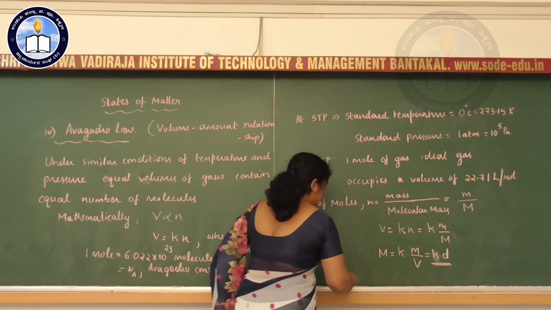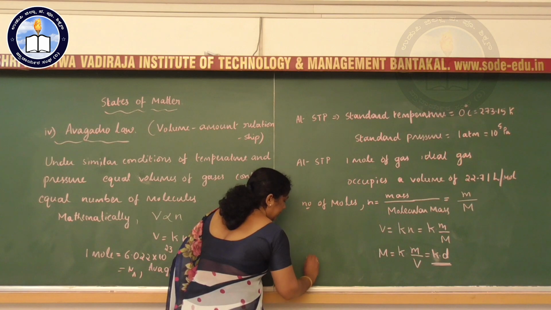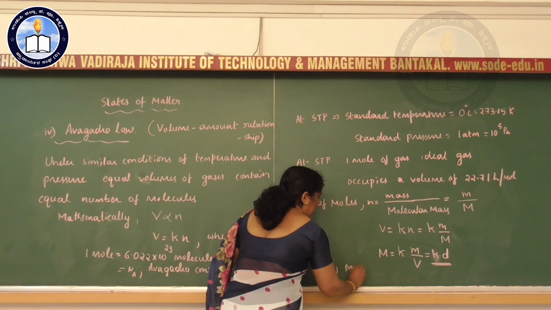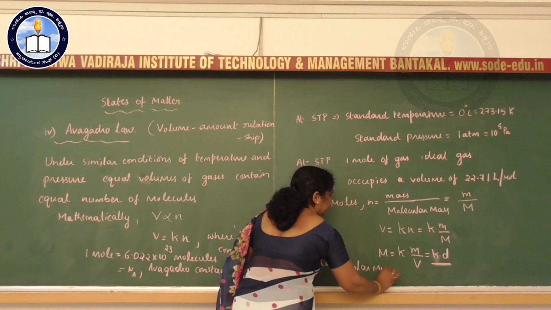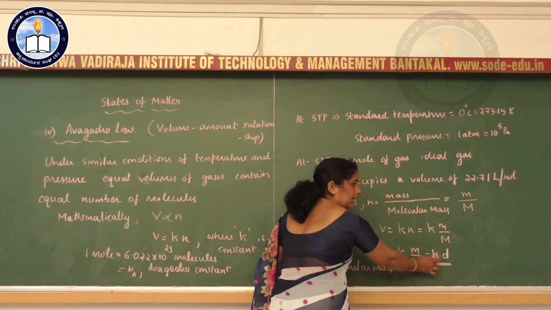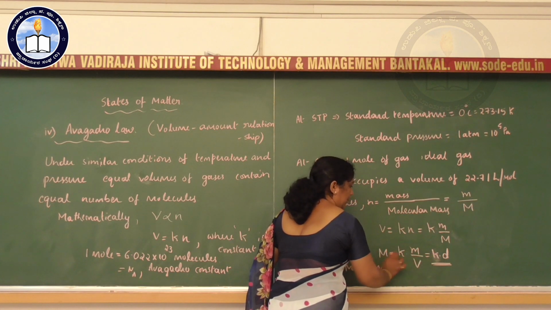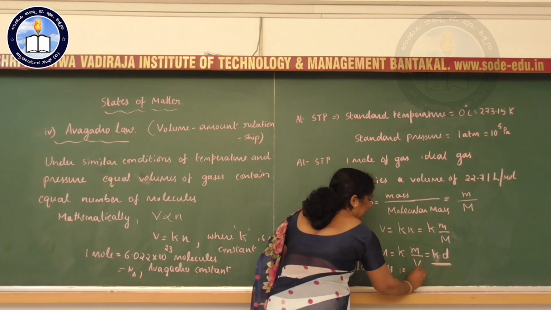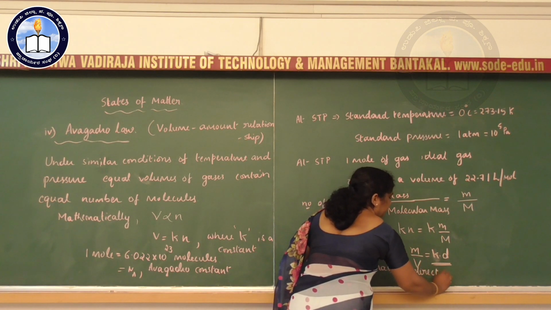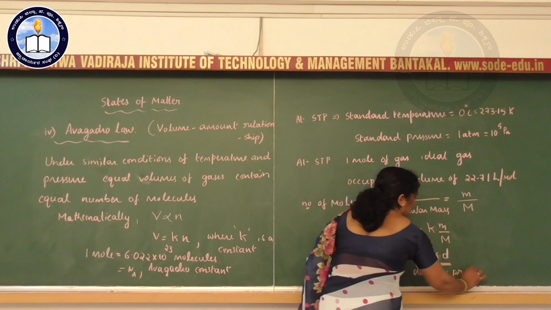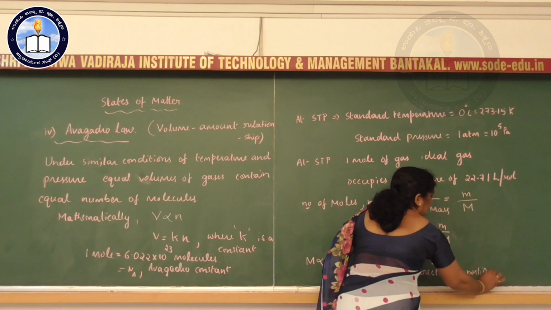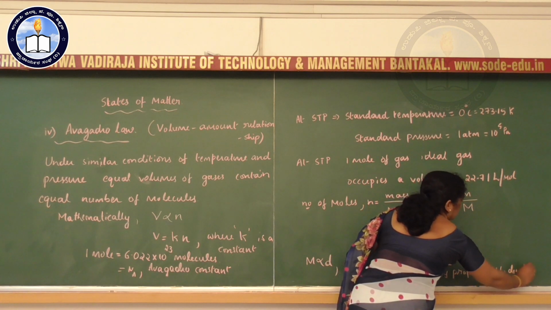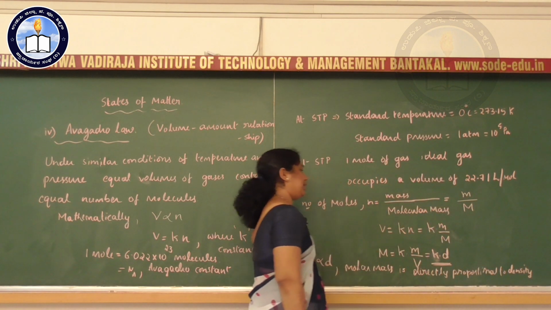From this we can say that M is proportional to D. That is nothing but molar mass. If you remove the constant, you get proportional to simply. So M is proportional to D means molar mass is directly proportional to density. Molar mass is directly proportional to density.